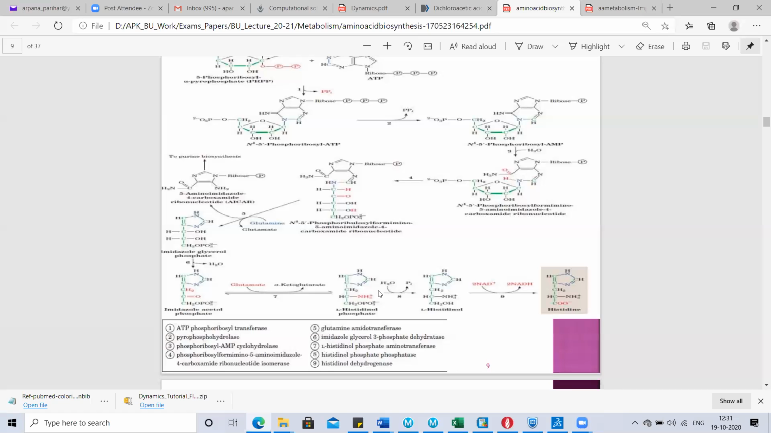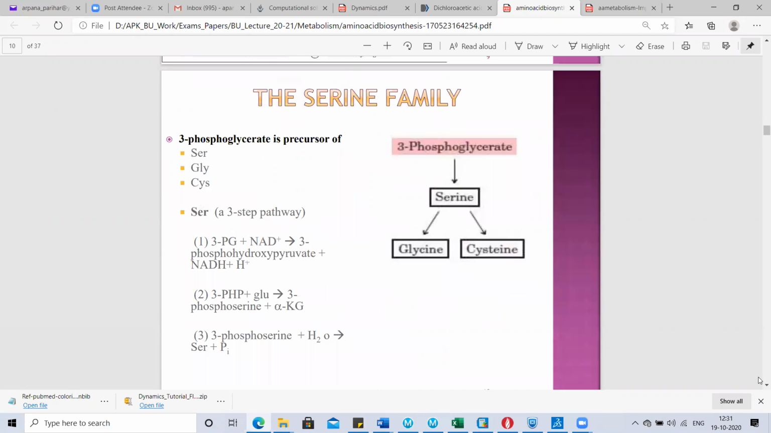And the fifth is glutamine amidotransferase. Sixth step is imidazole glycerol 3-phosphate dehydratase. Seventh is L-histidinol phosphate aminotransferase. The eighth step is phosphatase, as I said, and the ninth step is dehydrogenase. Then our histidine gets produced. So remember this pathway.